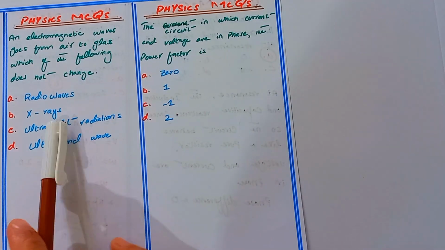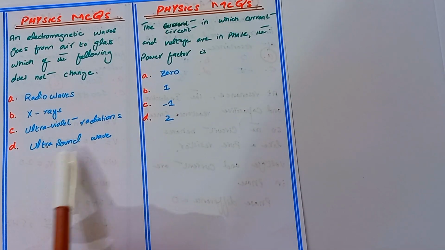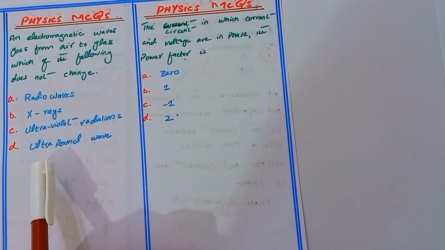We know that the radio wave, X-rays, and ultraviolet radiation are electromagnetic waves, and the ultrasound wave is not an electromagnetic wave, it is a mechanical wave. So it does not change.